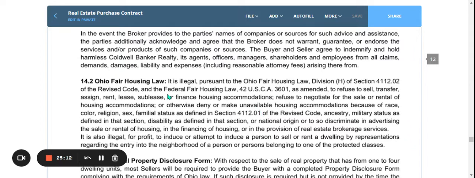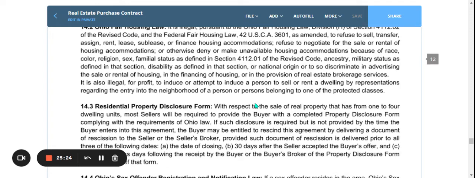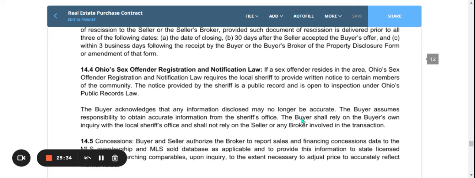Of course, we have the fair housing law. That just basically means that we cannot discriminate based on race, military status, color, religion, pretty much anything. Just be fair to people, essentially. The residential property disclosure form. We're going to go over that form pretty quickly. Next thing, the Ohio sex offender registration law.